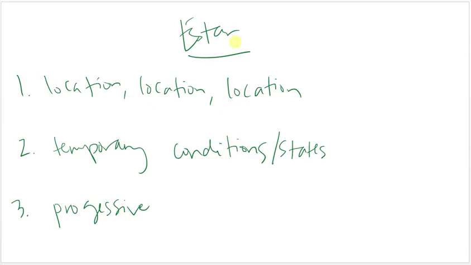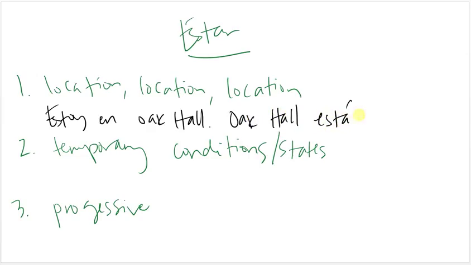Okay, for estar, other than events, location, location, location. Anytime you're talking about location, you're going to use estar. So I could say, estoy en Oak Hall. Oak Hall está en Gainesville. So again, you don't necessarily want to think about ser as always permanent and estar as always temporary, because estoy en Oak Hall, like I'm at Oak Hall right now, yeah, that is temporary. Oak Hall está en Gainesville, that sounds pretty permanent. I mean, it's always going to be in Gainesville. But location is always going to be estar other than events.